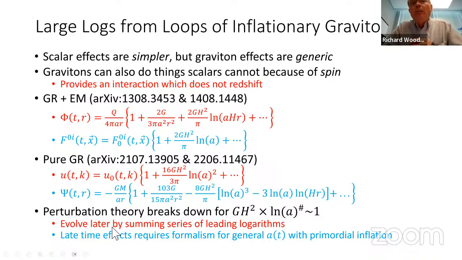And of course, you'd like to know what happens later on after the breakdown of perturbation theory. I'm going to tell you how to figure that out by summing the series of leading logarithms. I especially want to know whether or not there's some effect that survives to late times. So I'm going to need a way to do that, not just in de Sitter background, but for a general A of t, which experienced primordial inflation and then went to something like our current universe. And that's the origin of the title, Remembrance of Things Past. I want to see how it remembers the fact that it underwent primordial inflation.